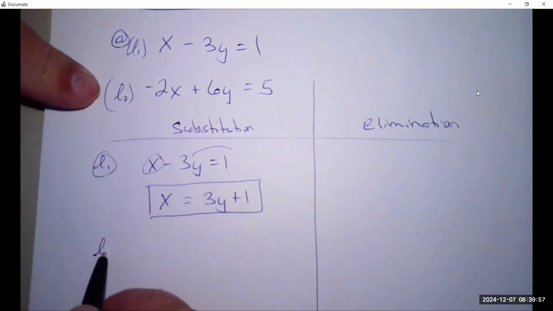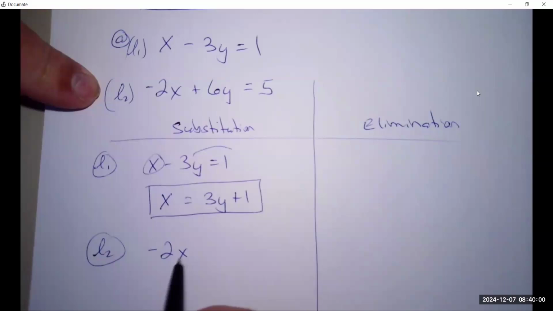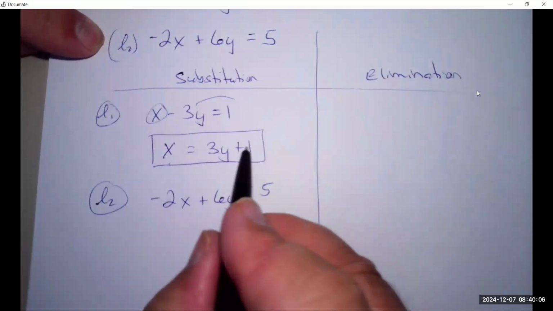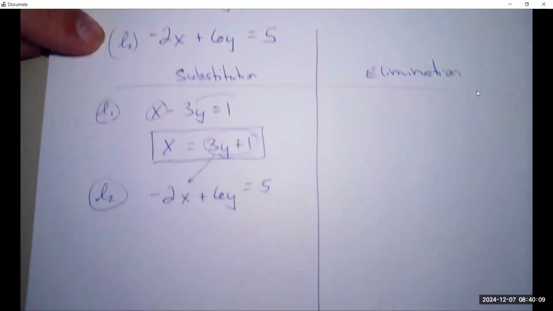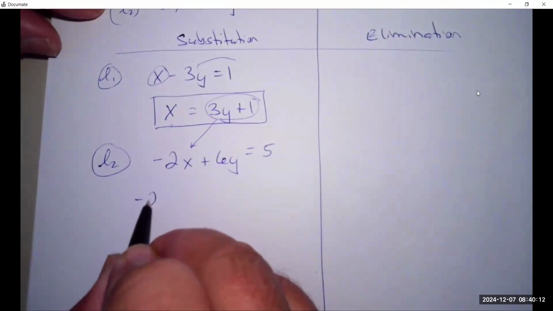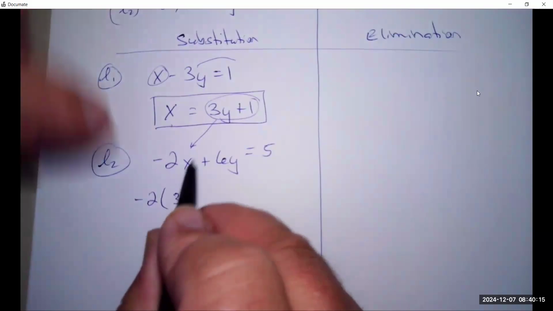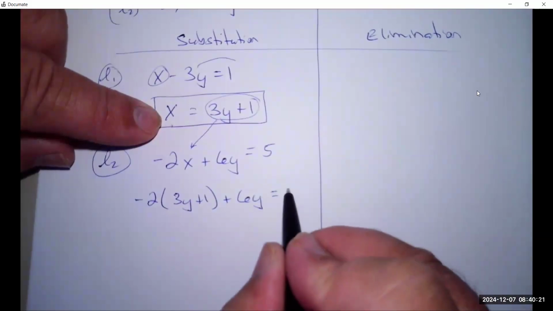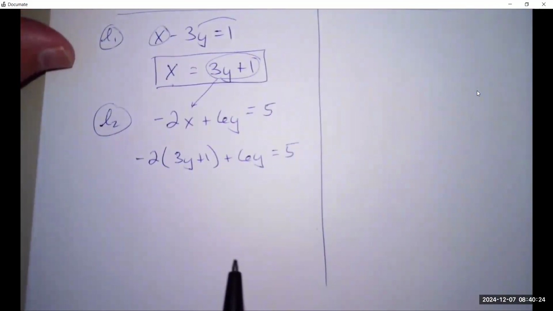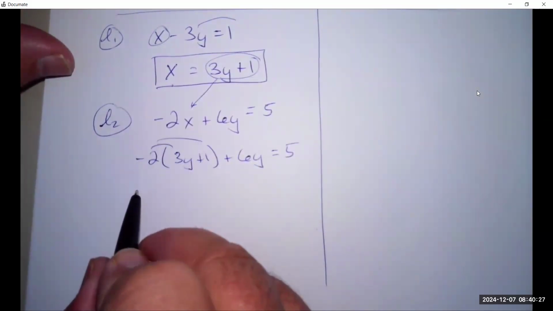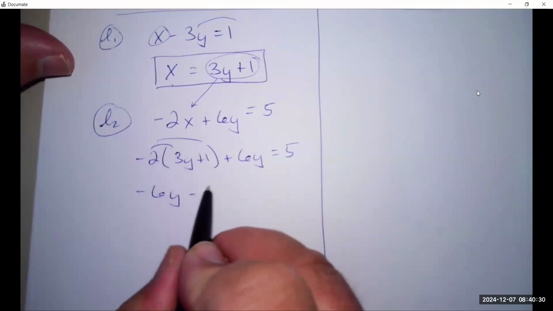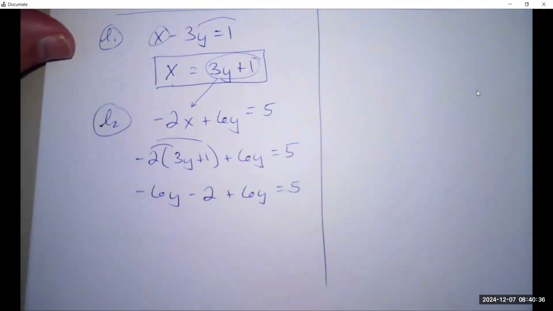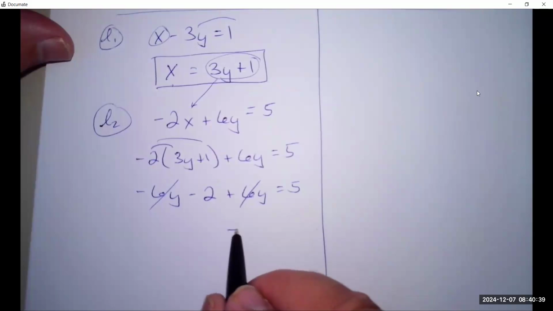Now I've got to use the other line, line 2. Anywhere I see an x, I put that equation in there. So negative 2 times (3y plus 1) equals 5. Let's solve for y. Get rid of the parentheses, so it's negative 6y minus 2 plus 6y equals 5. The negative 6y and positive 6y cancel.